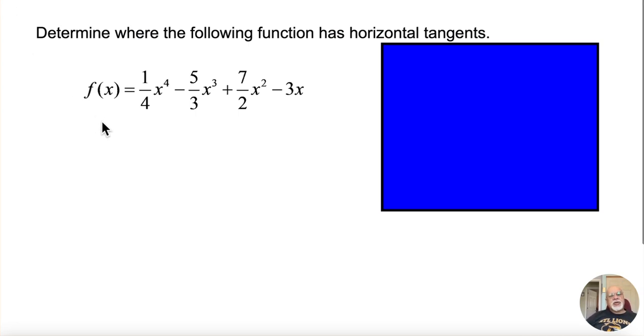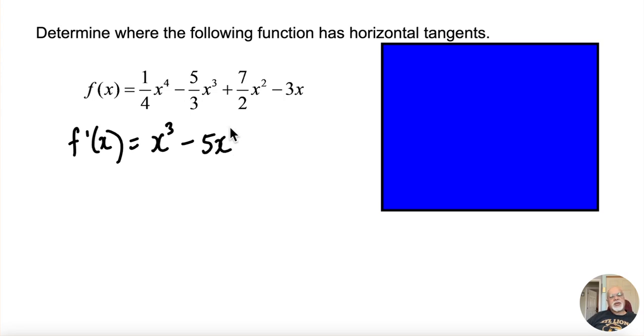All right, so determine whether the following function has horizontal tangents or not. Well, the function is a quartic. The coefficients have been made up, so something nice happens when you take the derivative. So f prime would be, the 4 comes down, 4 times a quarter is 1, so it'll be x cubed, minus, the 3 comes down, multiplied by the 5/3, that produces 5, x squared, plus the 2 comes down, multiplies 7/2, produces 7, x, minus 3.